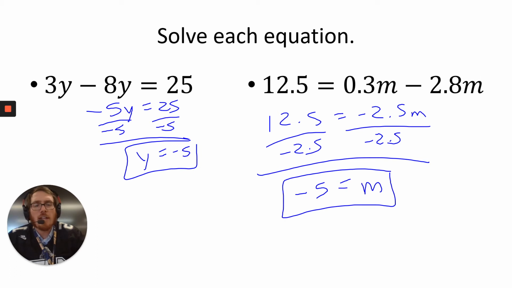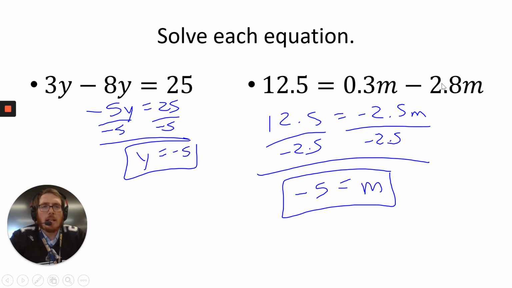You may have a few questions that ask you to simplify first. So for example, if I cover up this part of the equation with the equals 25, it's just 3y minus 8y. And 3y minus 8y would be negative 5y. And then do your steps to solve the equation. So if you have a side that has a lot of stuff on it, you need to combine like terms first and then simplify and then solve the equation that way.